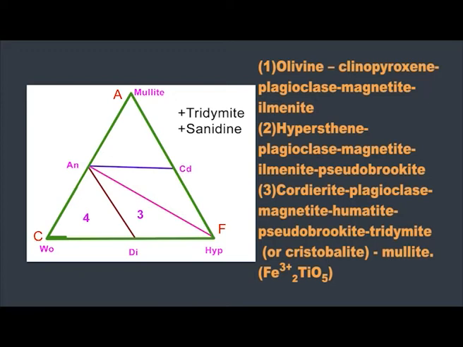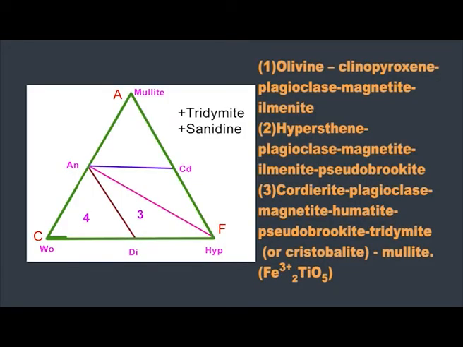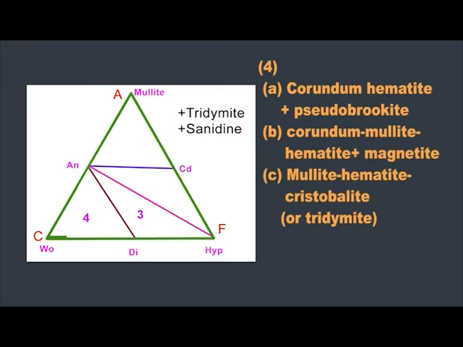A second suite of assemblages, very rich in Fe and deficient in silica, has formed by marginal metamorphism of an engulfed block of porcelanite. This represents an initial lateritic weathering product of basalt. Fourth, A. corundum, hematite, pseudobrookite. B. Corundum, mullite, hematite, magnetite. C. Mullite, hematite, cristobalite or tridymite.